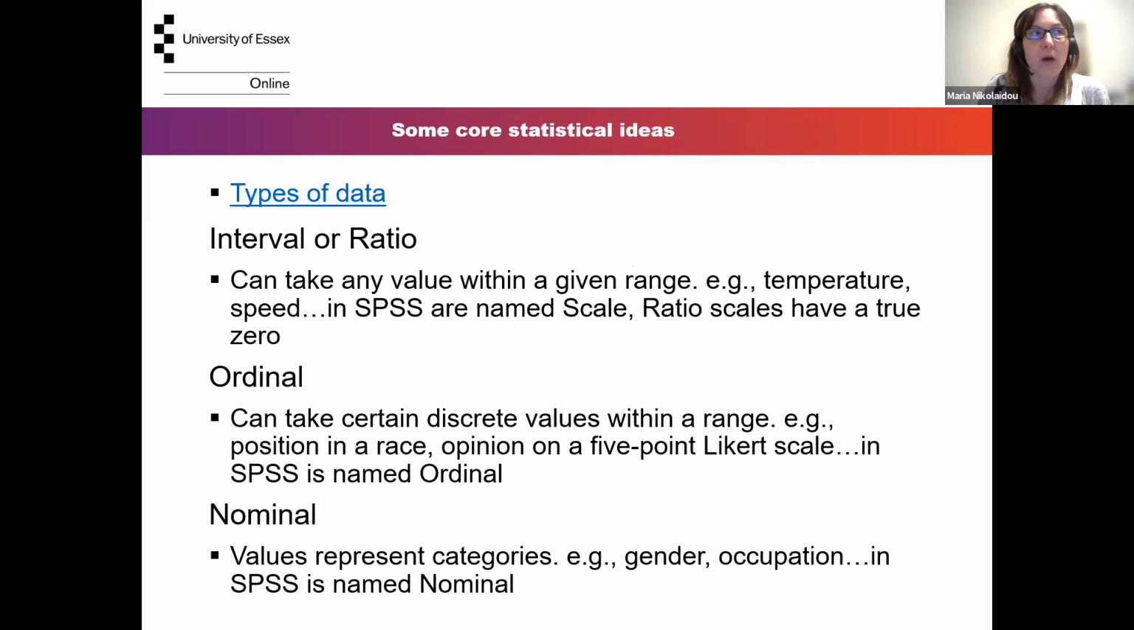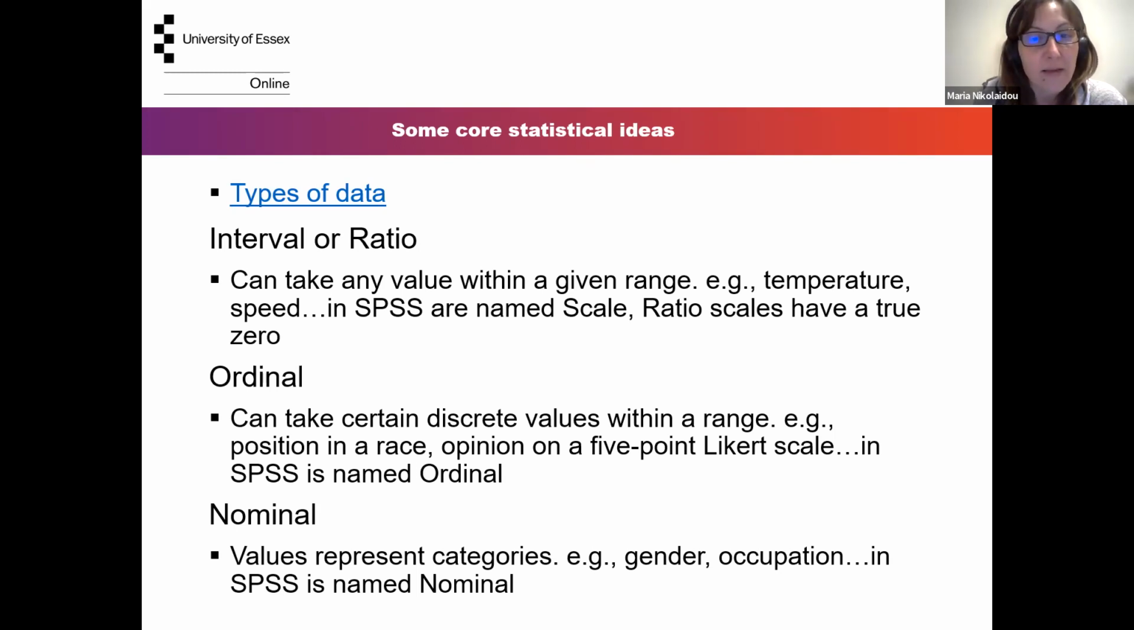Here I have a link to the different types of data we went through in the first workshop. If you're unsure about the different types of data, we suggest you go and watch the first workshop. Just to summarize very briefly the different types of measurements and data: we have interval or ratio, which can take any value within a given range, such as temperature and speed, and in SPSS they're called scales. And the ratio scales have a true value of 0.